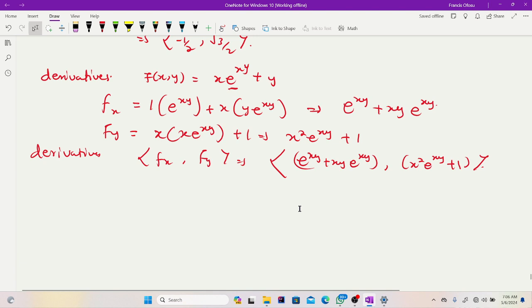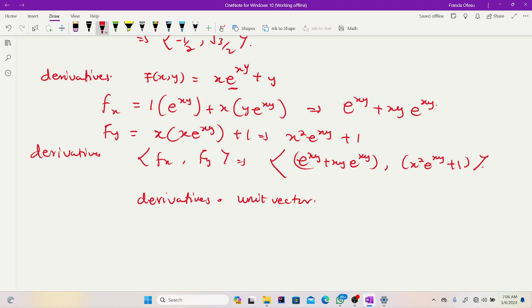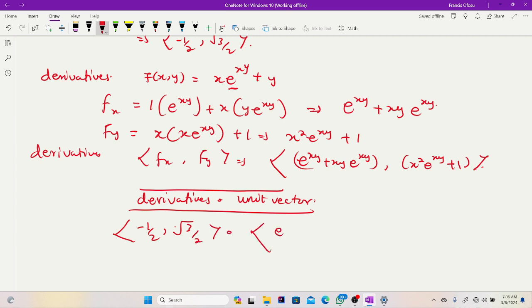So with this one, when we say directional derivatives, we are simply going to multiply our derivative dot our unit vector. So it's a scalar dot product of our derivative and the unit vector. So I simply have my negative half, comma square root of 3 on 2, being the unit vector, dotted with ⟨e^(xy) + xy e^(xy), x² e^(xy) + 1⟩.